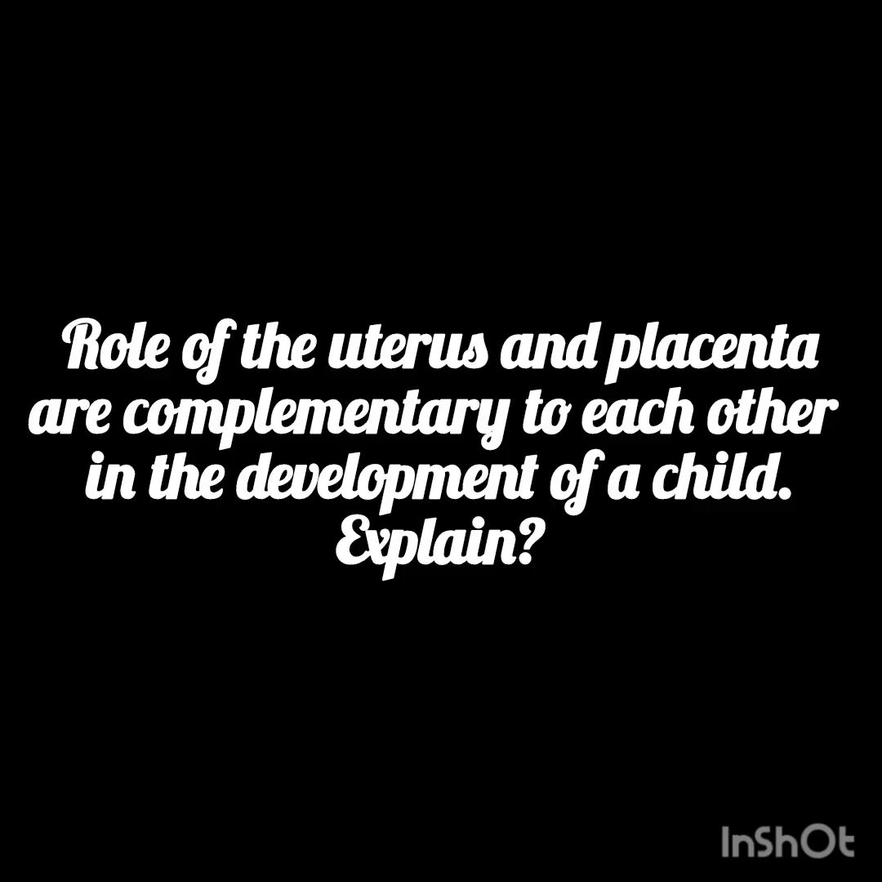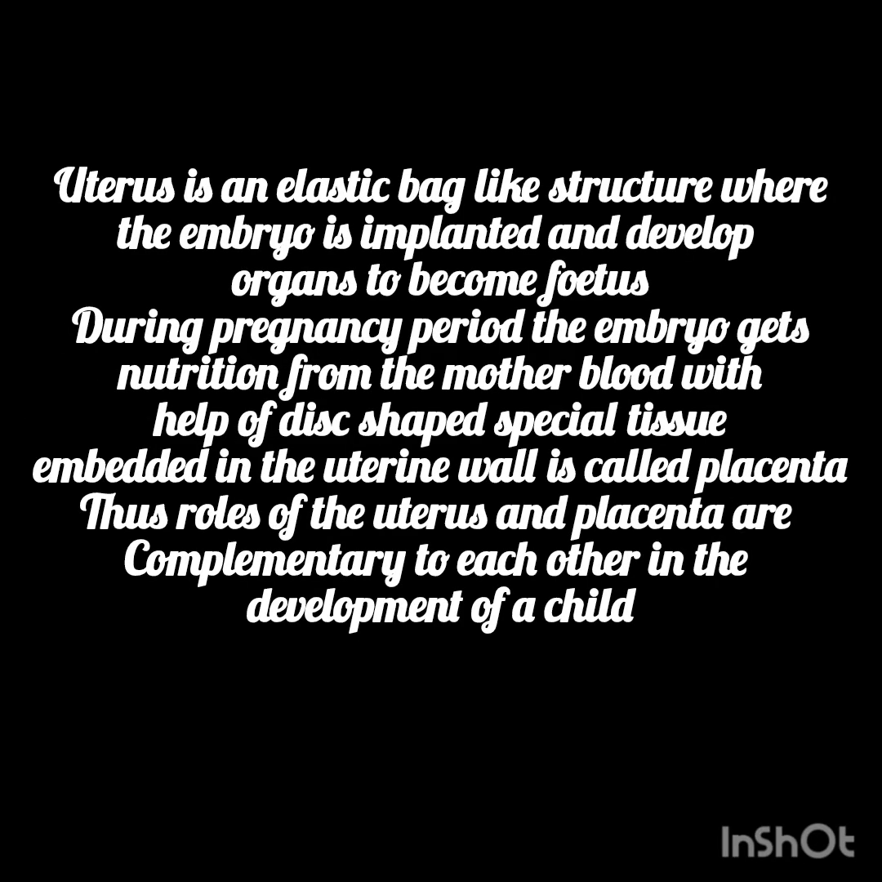The roles of the uterus and placenta are complementary to each other in the development of a child. Explain. What are the roles of the uterus and the placenta in the birth of a child? The uterus is an elastic bag-like structure where the embryo is implanted and develops organs to become a fetus. During pregnancy, the embryo gets nutrition from the mother's blood with the help of a disc-shaped special tissue embedded in the uterine wall, called the placenta. So the fetus is connected with the placenta, which is very important during pregnancy.